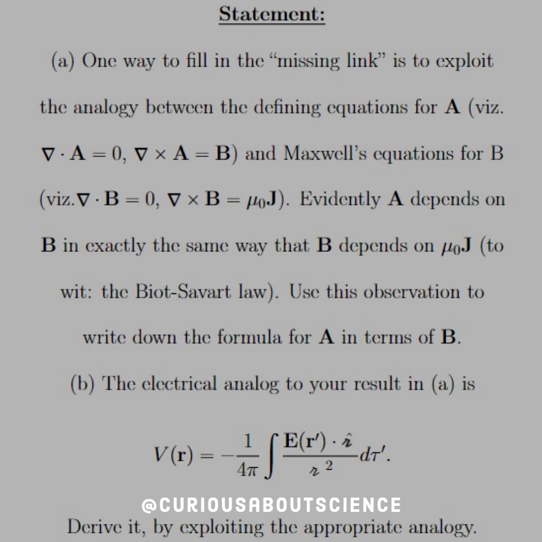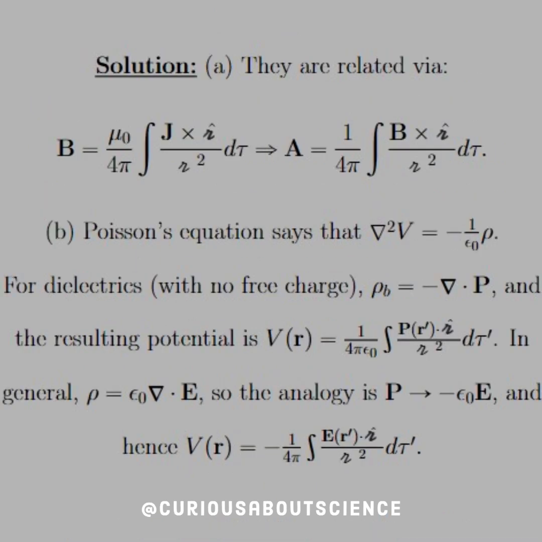for the magnetic version. All right, so the solution for A is that they need to be related via the fact that B is equal to mu naught over 4 pi integral J cross R hat over script R squared d tau. Thus, A shows that 1 over 4 pi, replacing A with B and J with B, B with A and J with B, we get the same kind of analogous setup.